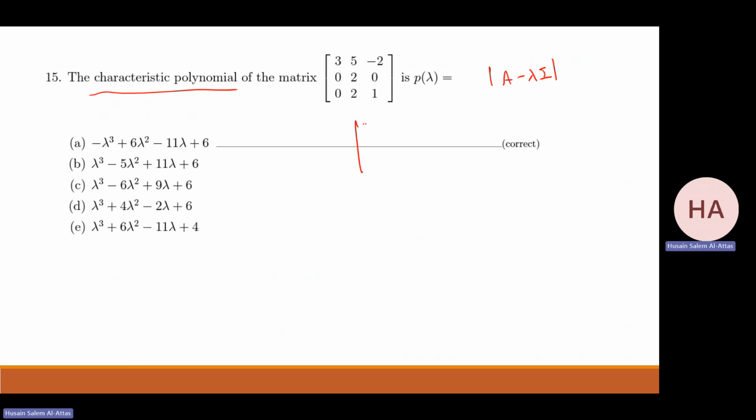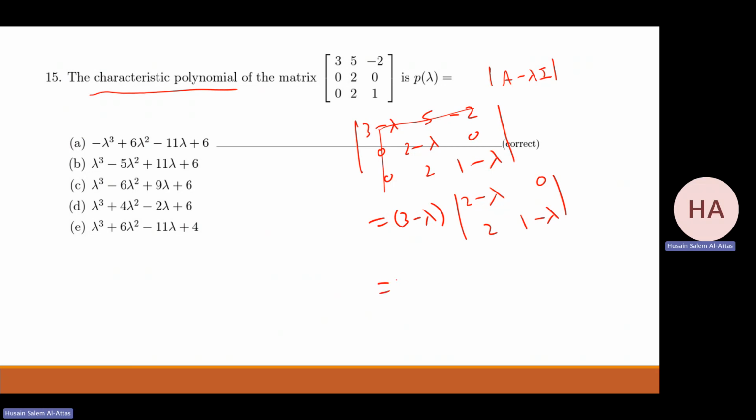Okay, so I have what? 3 minus lambda, 5, minus 2, 0, 2 minus lambda, 0, 0, 2, 1 minus lambda. I'll do the expansion with the first column. I'm getting what? This is cancelled. 2 minus lambda, 0, 2, 1 minus lambda. That will give me 3 minus lambda times 2 minus lambda times 1 minus lambda. That will be what? Lambda square minus 3 lambda plus 2.